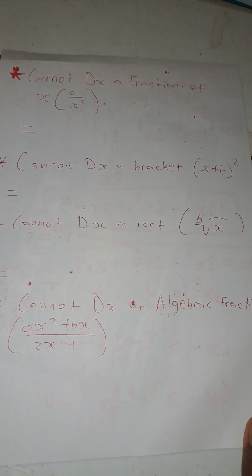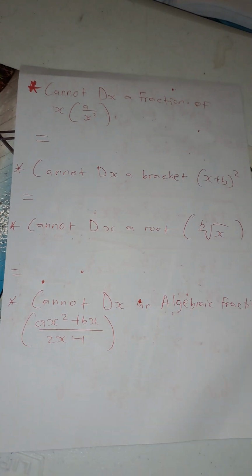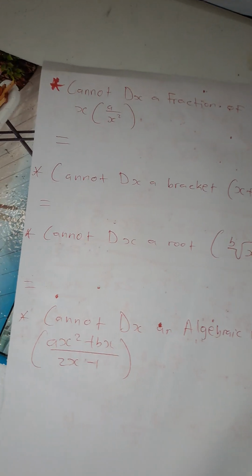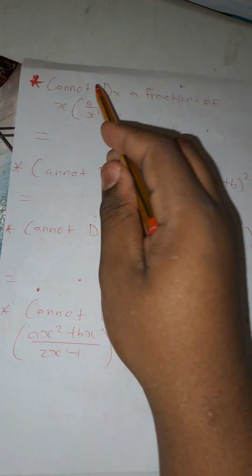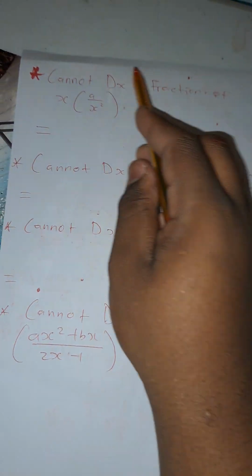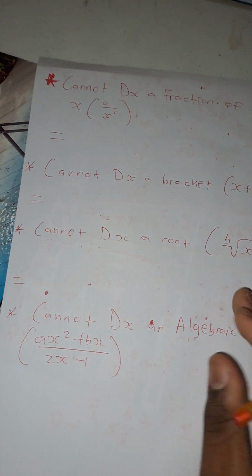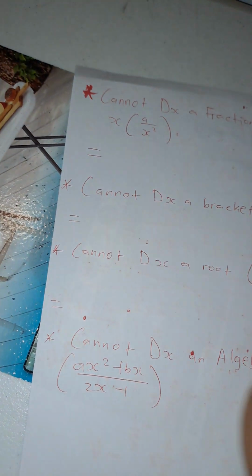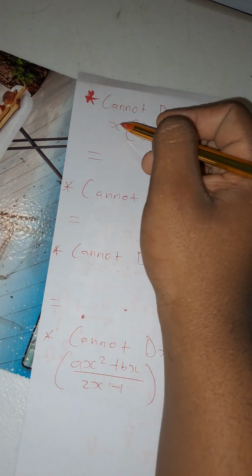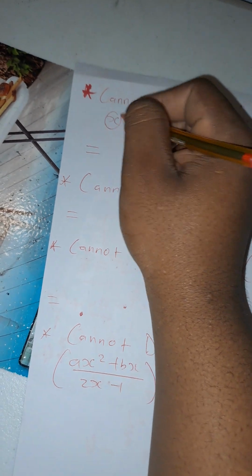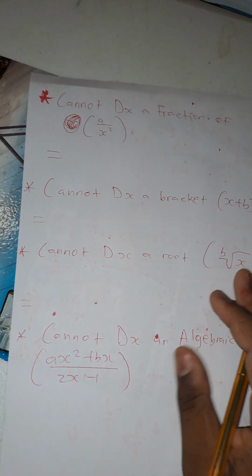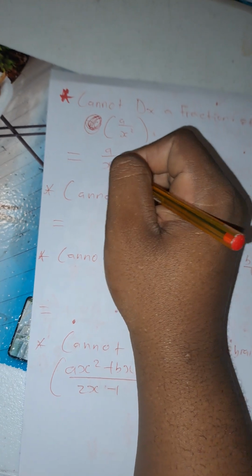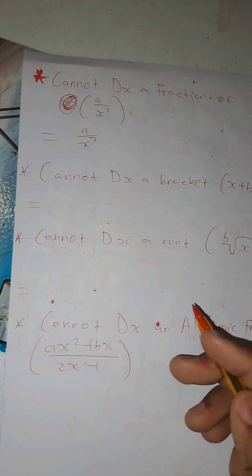So the first thing, let me write them down and then I'll explain. When you are deriving, these are the few things that I want to tell you: you cannot derive without fixing it. So you cannot dx a fraction, this is my short term, whatever they call it. So you cannot dx a fraction of x and then a over x squared. So let's solve it. I made a mistake, I shouldn't have put that x.